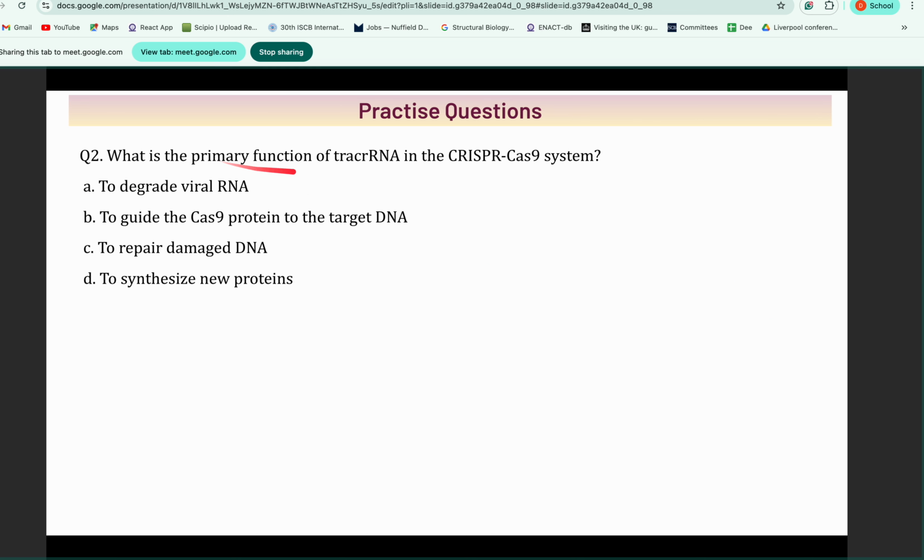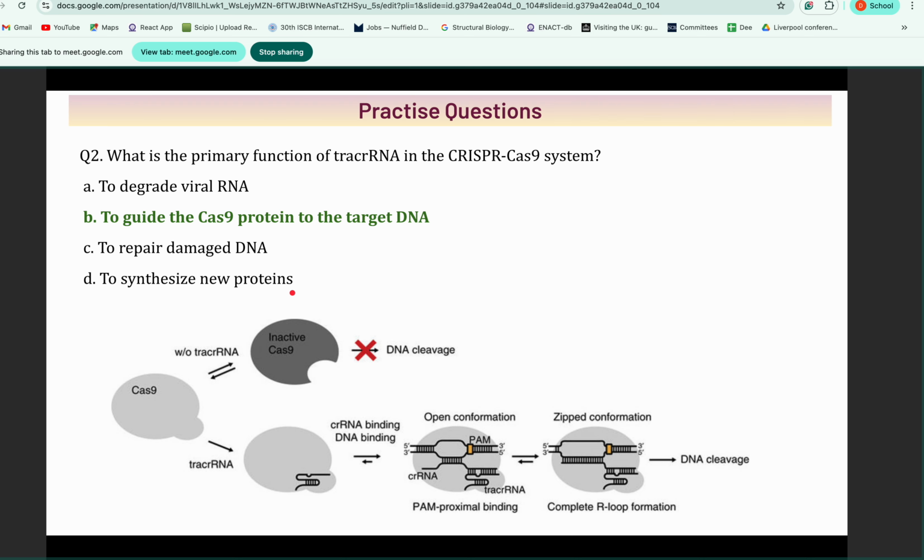Now the next question is, what is the primary function of tracer RNA in the CRISPR-Cas9 system? Option A, to degrade the viral RNA. Option B, to guide the Cas9 proteins to the target DNA. Option C, to repair the damaged DNA. And option D is to synthesize new proteins. So the right answer is to guide the Cas9 protein to the target DNA.